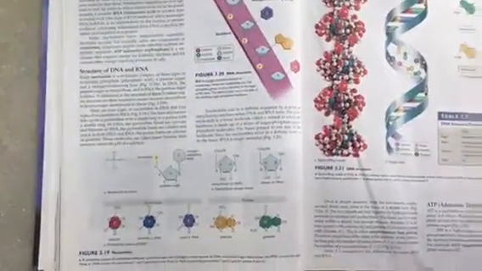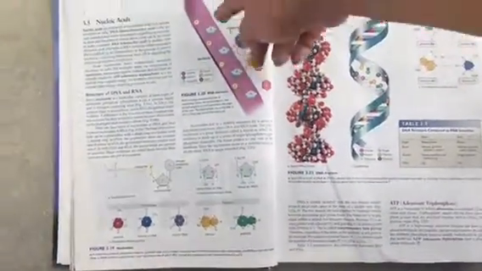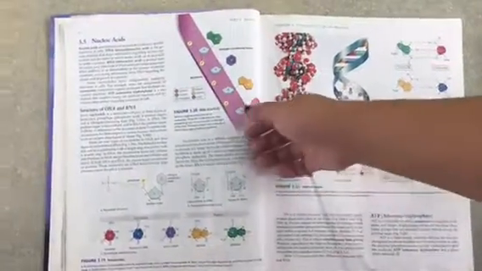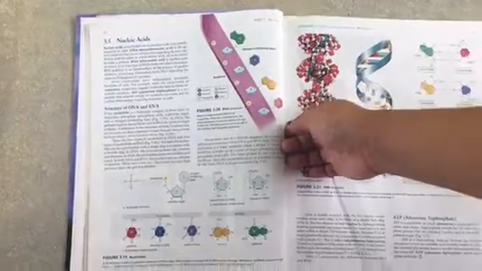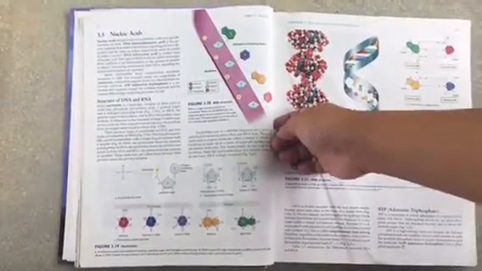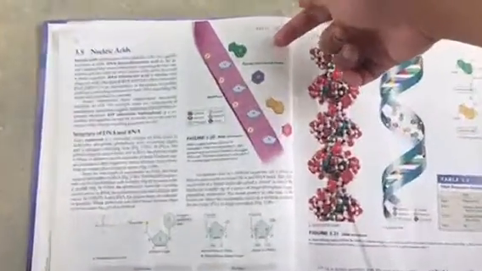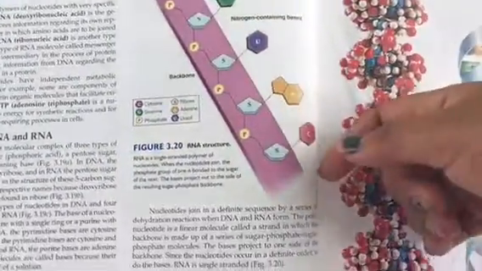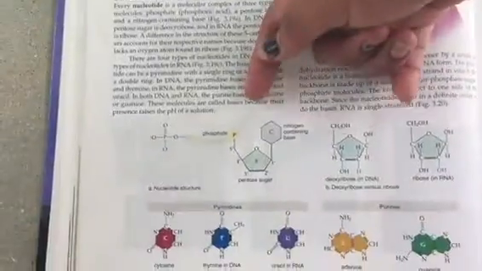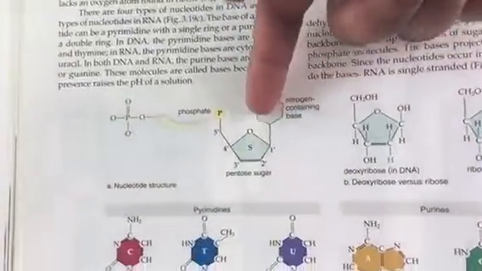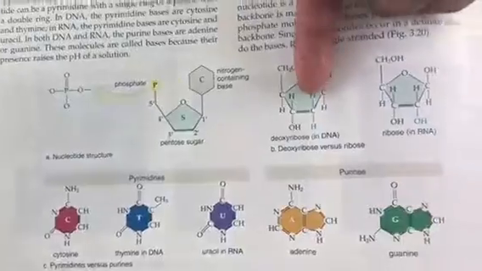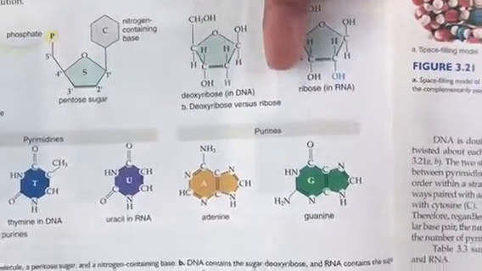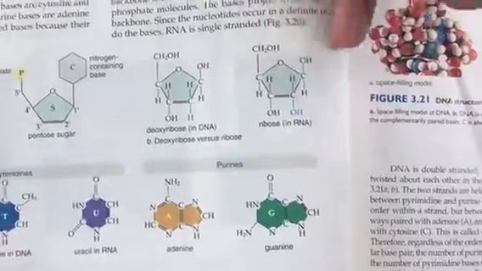In section 3.5, I learned about nucleic acids, the structure of DNA and RNA, and how every nucleotide is a molecular complex of 3 types of molecules. Here's a picture of nitrogen-containing bases, and here's another picture of phosphate, nitrogen-containing base, pentose sugar, deoxyribose versus ribose.